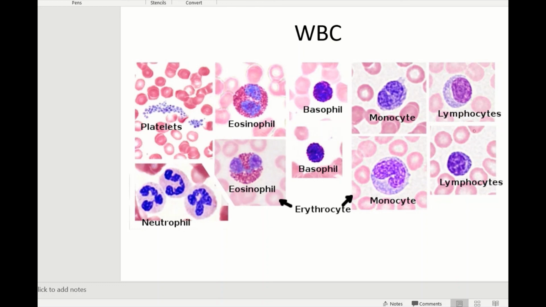So with this we have completed the connective tissue. In the next part we will see our next tissue, which is muscle tissue.